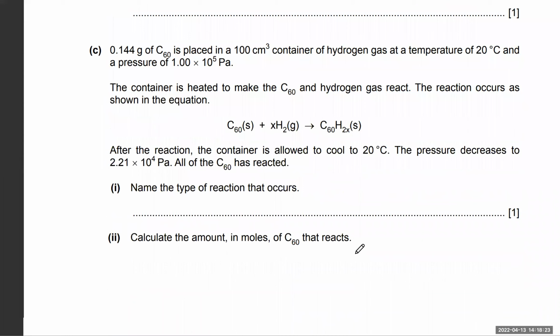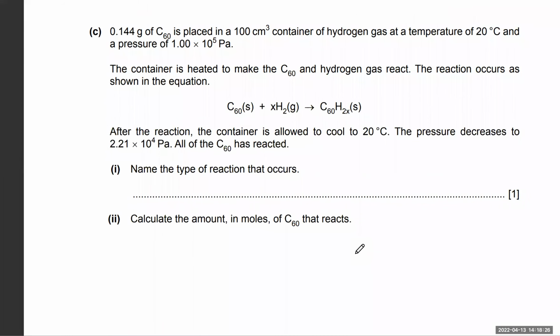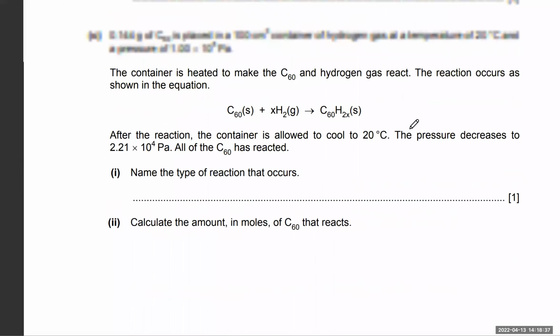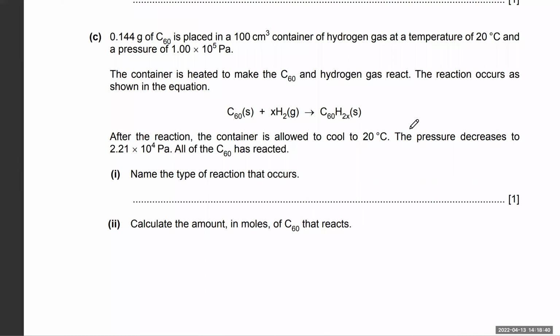Up next, I think this part is about moles. Please keep an extra calculator with you. I don't have a calculator at the moment. This one is 0.114 grams of C60 placed in a 100 cm3 container of hydrogen gas at a temperature of 20 and a pressure of 1 × 10⁵. The container is heated to make C60 and hydrogen gas react. So this reaction happens and this is produced. After the reaction, the container is allowed to cool to 20 degrees centigrade. The pressure decreases to this, and all of the C60 has reacted.